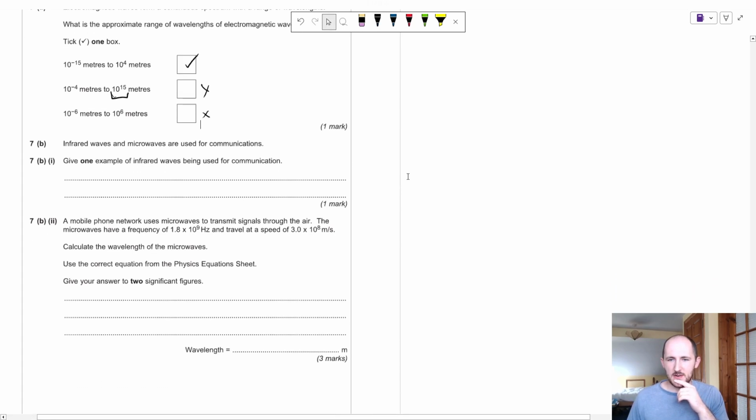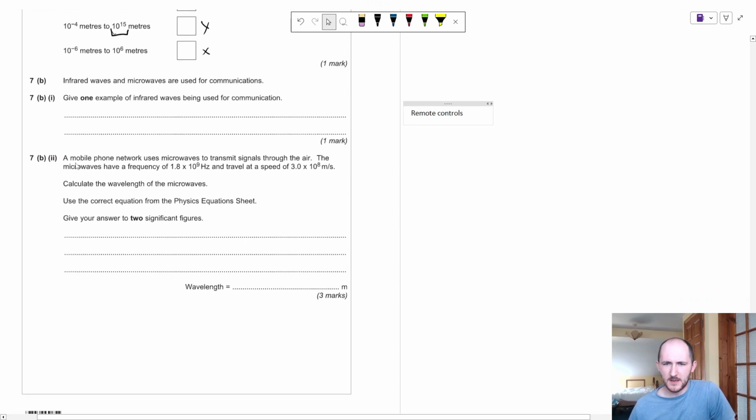Infrared. Give an example of infrared radiations. Infrared waves being used for communication. I know this. Why can't I think? It can't be thermal imaging. Give one example of infrared waves being used for communication. Why can I not think? Isn't it remote controls? Dang it, I can't think.